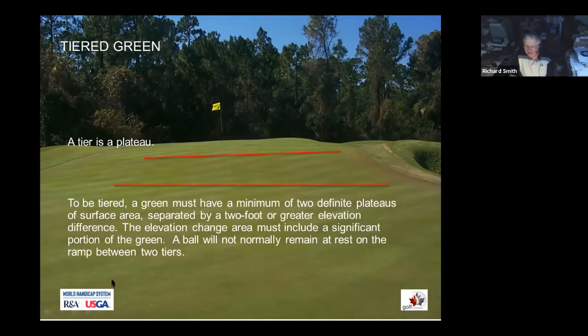This is a bit changed from previous. We used to say it had to include at least half of the green. Now they've said, as long as it's a significant portion of the green, and as course raters, we feel it's going to come into play fairly frequently, then we can go ahead and call it a tier.